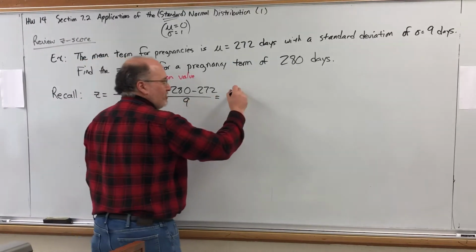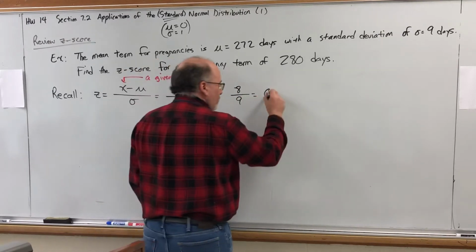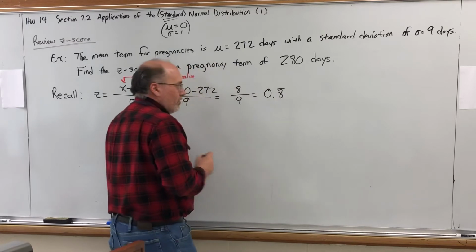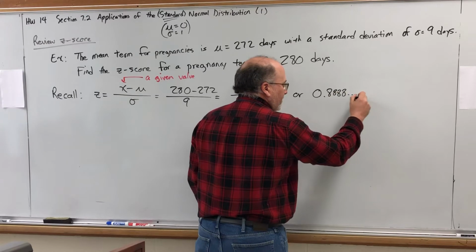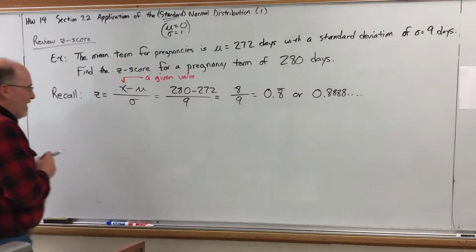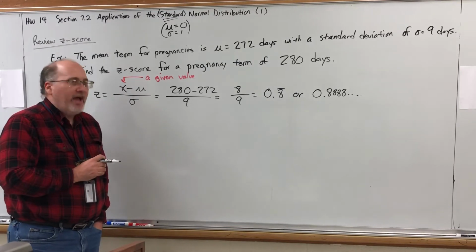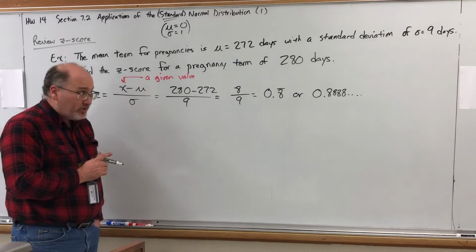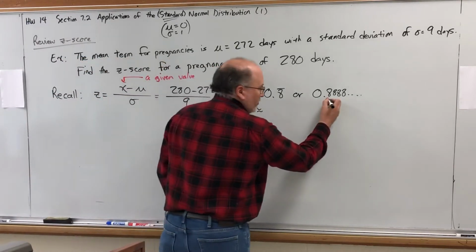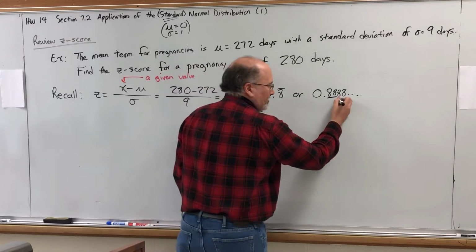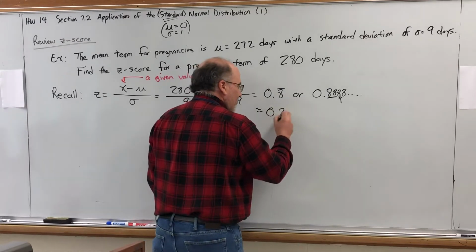The subtraction problem's difference is 8. And then 8 divided by 9 is 0.8 repeating. Or if you wanted to write it out, 0.8888... Now, because our z distribution table only requires z's to be measured accurately to 2 decimal places, we will frequently round z-scores to 2 decimal places. So if we look at the third decimal place, it is an 8, which means the digit to the left of it will round up, and so we would say 0.89.